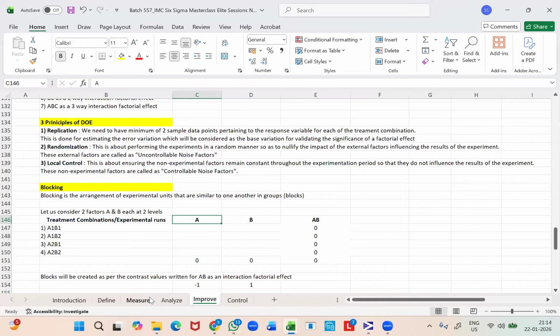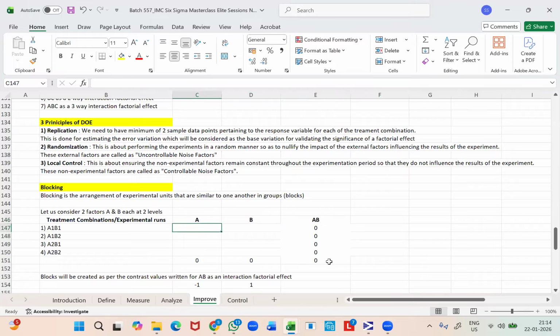Then A is a main factorial effect, B is a main factorial effect, and AB is an interaction factorial effect. So this is similar to that coffee preparation scenario, right? So A, B, and AB. Now, all these factorial effects will be placed in separate columns like this.